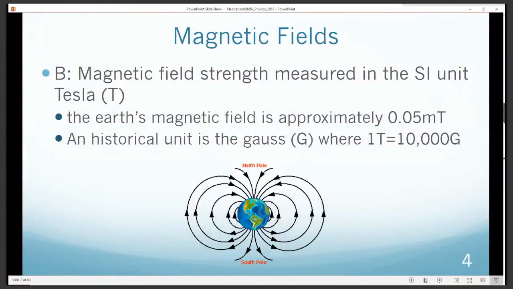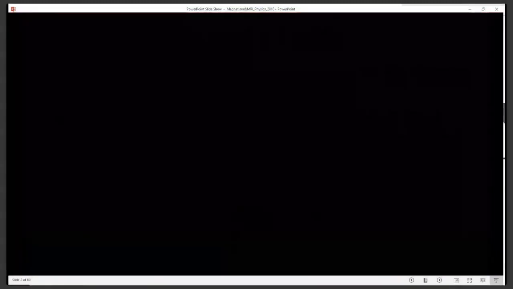Magnetic fields are very common. The Earth has its own magnetic field. The strength of the Earth's magnetic field is about 5 Gauss. 5 Gauss is 0.05 millitesla, Tesla being the System International unit of magnetic field strength. And so the relationship between Tesla and Gauss is 1 Tesla equals 10,000 Gauss. So 1 Tesla is 20,000 times the strength of the Earth's magnetic field.